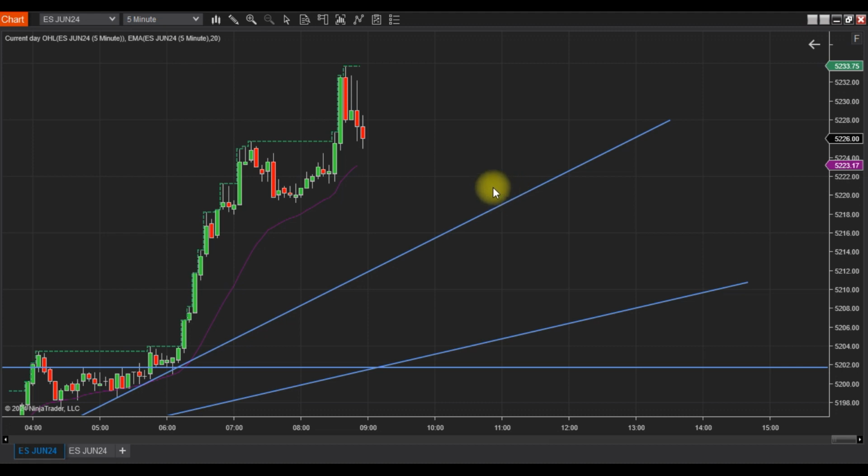Still in this ranging action. Still ranging. I'm really not interested in trading this right now. I'm not gonna lie.